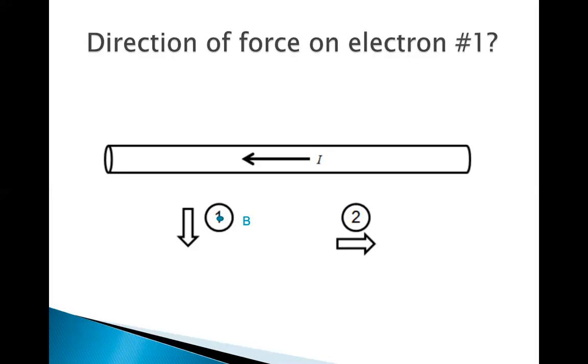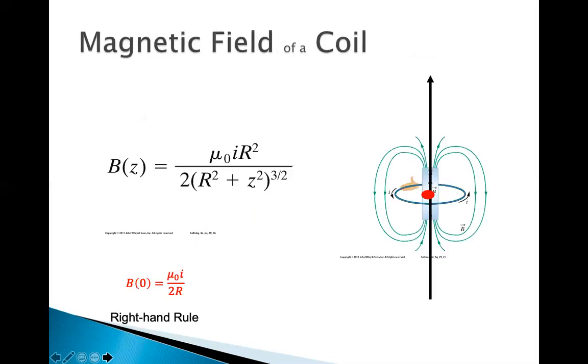And then the index finger will point towards the left. So this is the magnetic force on the moving positive charge. In the case of an electron, it's a moving negative charge, so we're going to flip. The force is going to point to the right on electron 1 that's moving. That's the second example. Okay, so we covered the magnetic field caused by a long straight wire.